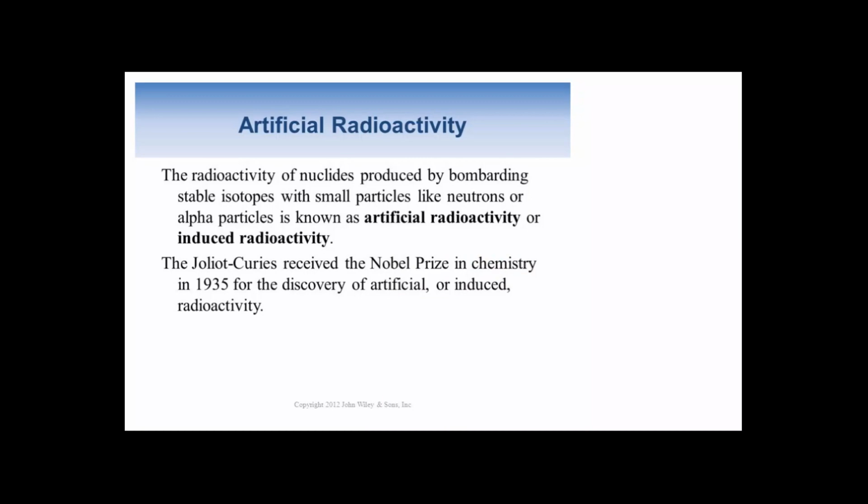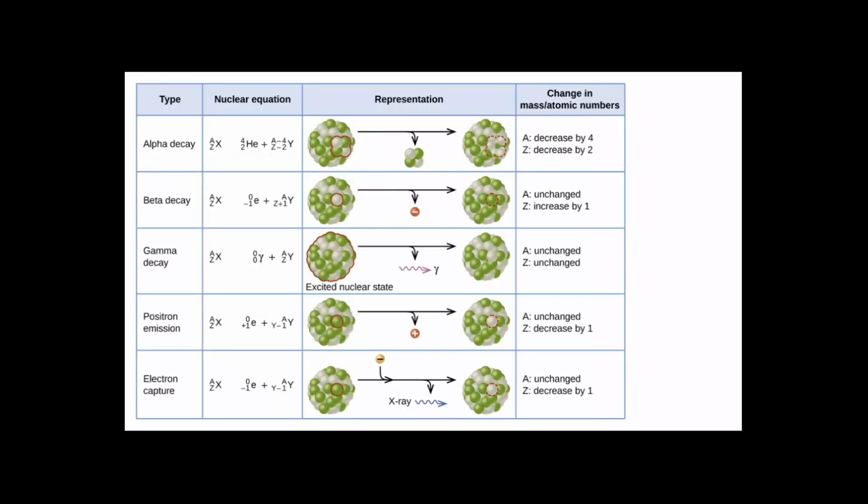And they can have artificial radioactivity. This is the radioactivity of a nuclide produced by bombarding stable isotopes with small particles like neutrons or alpha particles. It is known as artificial radioactivity or induced radioactivity. And the Joliot-Curies received the Nobel Prize in Chemistry in 1935 for the discovery of artificial or induced radioactivity. We're not going to say any more about that.